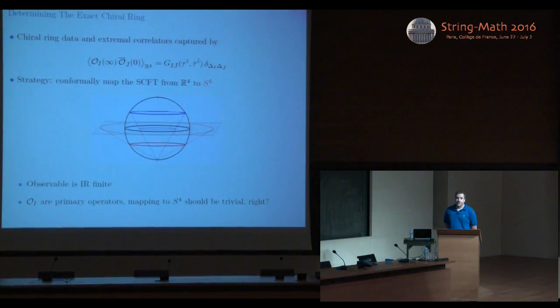So the basic strategy that we're going to use is, since the theory is superconformally invariant, why not conformally map it to some nice manifold that you can hold in your hands? So we're going to conformally map it from R4 to S4.